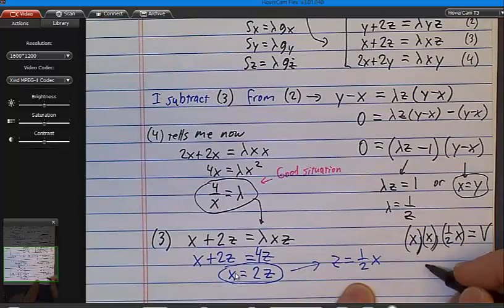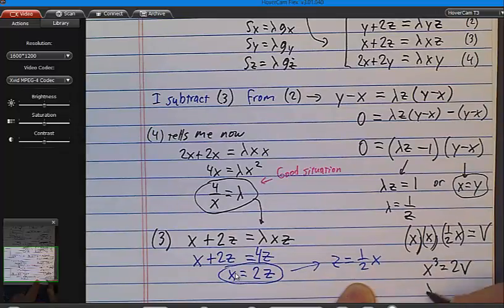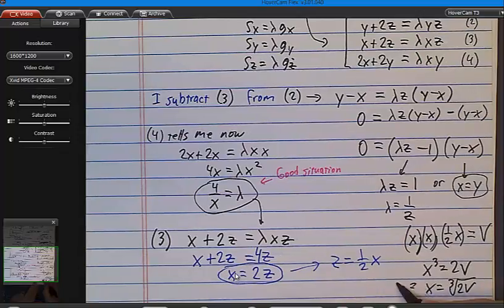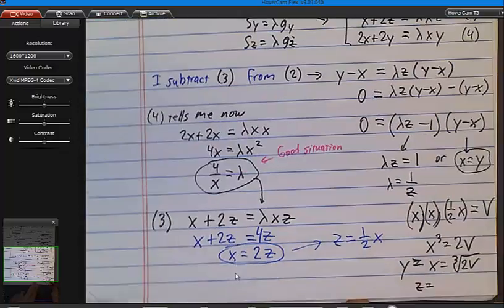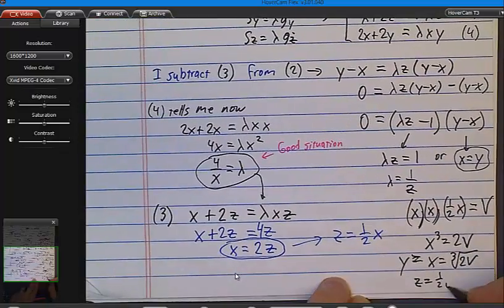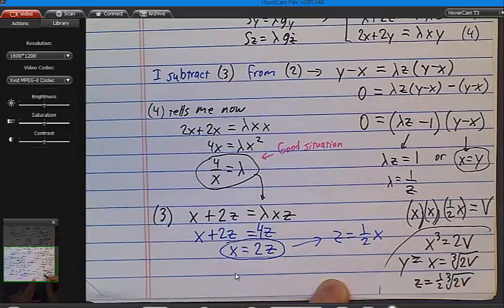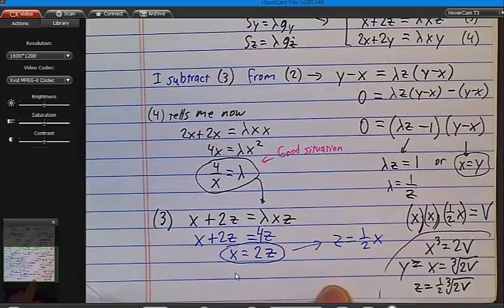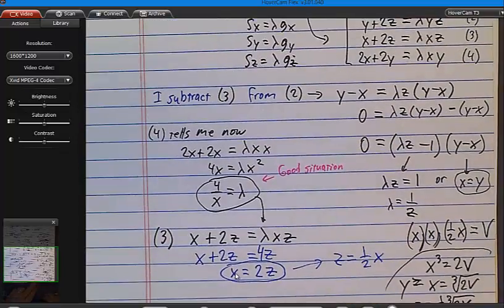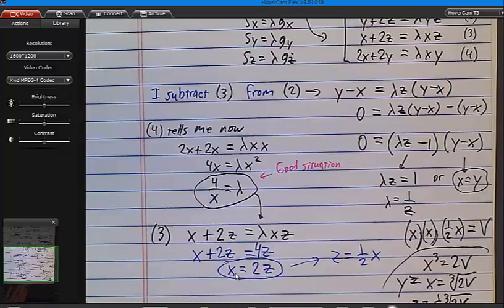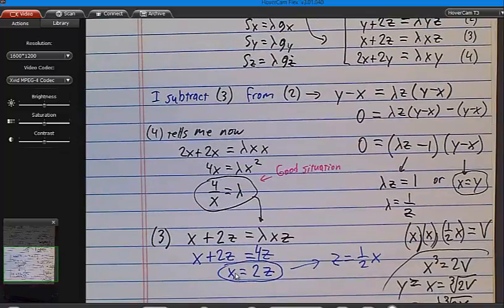So I think we said, yeah, x cubed is equal to 2v, and so x is the cube root of 2v, and so is y, and then z was 1/2 of that. So z is half the cube root of 2v. And so I guess I'm basically there at this point. Right? That's what we wanted. So if we had a number, Kathy, we'd have numbers for x, y, z. That's the only difference. Okay.